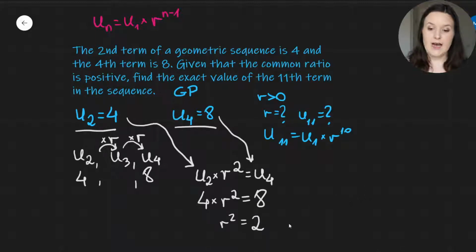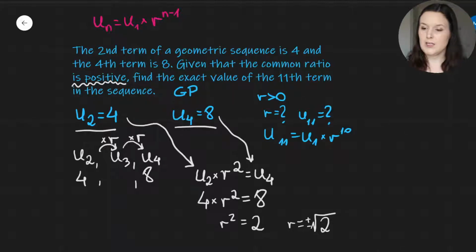That means that r has to be either root of 2 or negative root of 2. But I know that my common ratio is positive, that was given, so I will erase that minus. I know that it has to be positive. Okay, so the common ratio is root of 2.